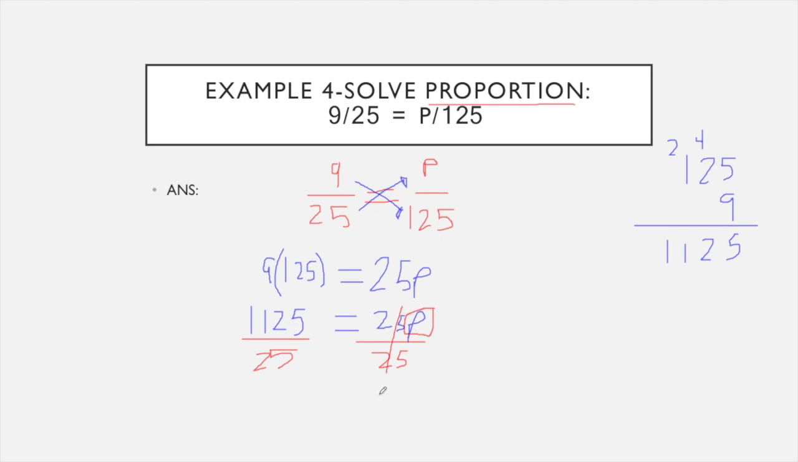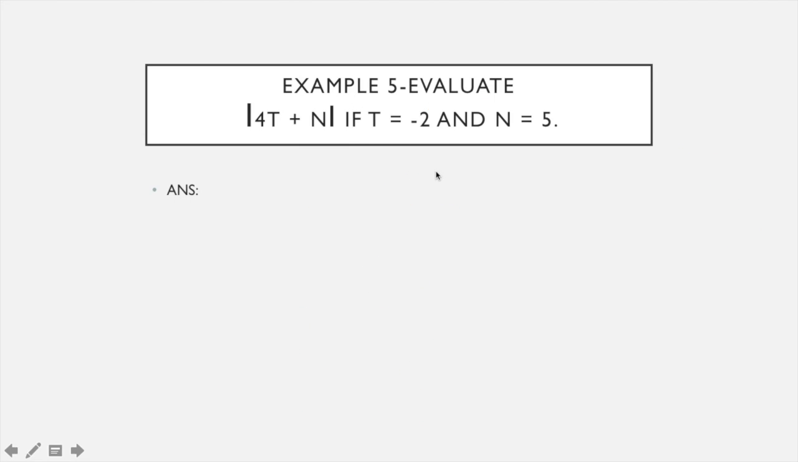So over here, this will cancel out. So we'll get just p, and it will be equal to 1,125 divided by 25. Now you can do that long division if you like and simplify that, or you can plug it into a calculator. So if you do that, you should get p to be 45. So that's the value of that proportion when you solve it. This has to be the number that goes in the top right in our proportion. So we did some of those.